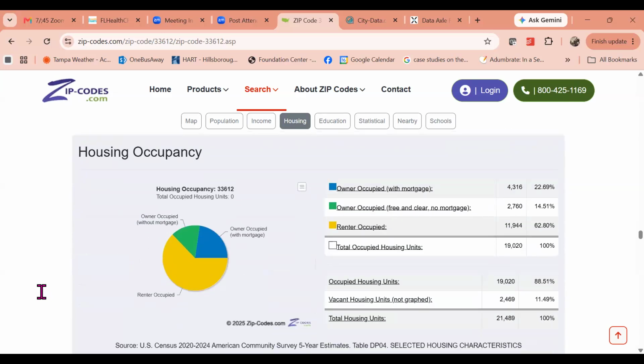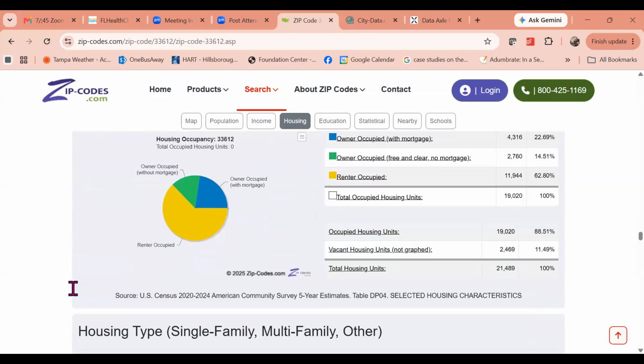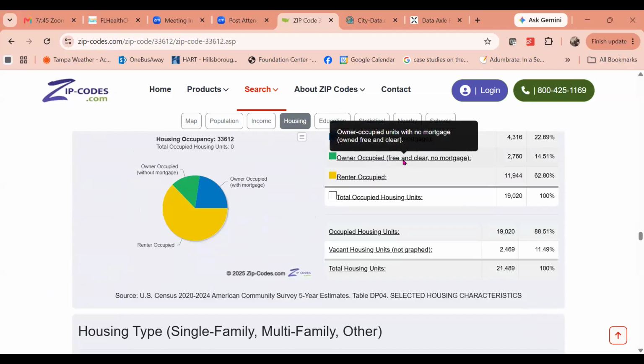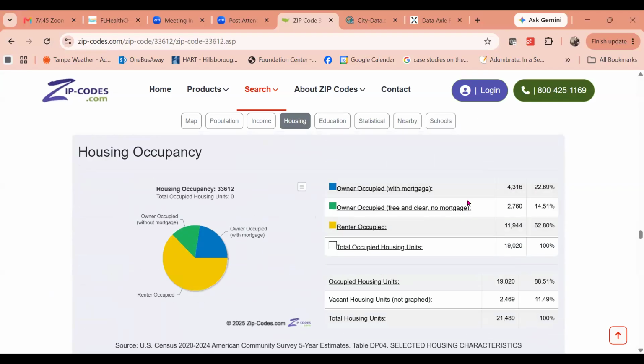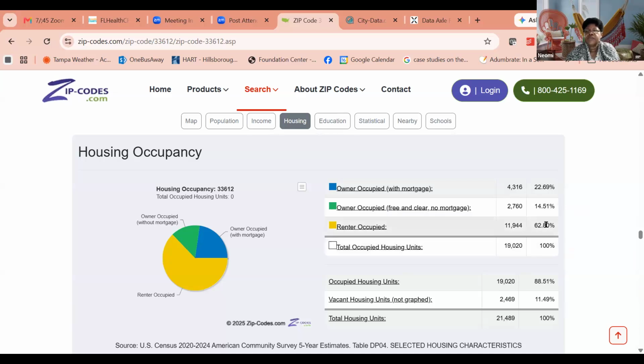Occupancy. This breaks that down. Wow, a large percent of people in your neighborhood rent. What is that percent? 62%. Only 22% of people in your neighborhood own their house. Wow, that's bad. The greater majority of people in your neighborhood, 62%, the greatest number of housing occupancy is renters.